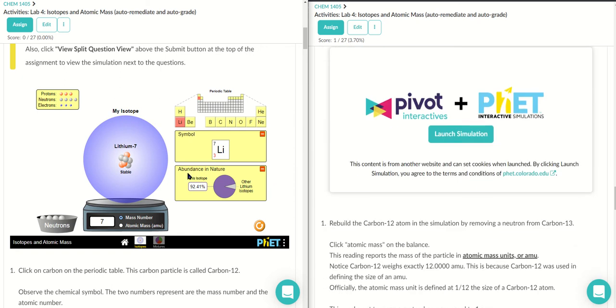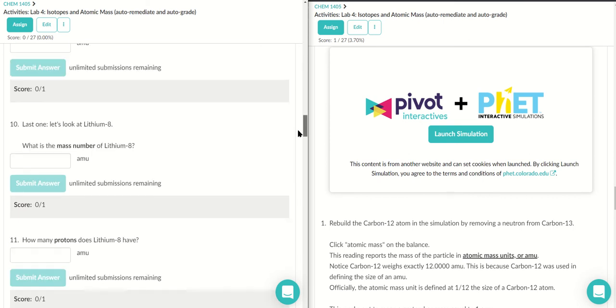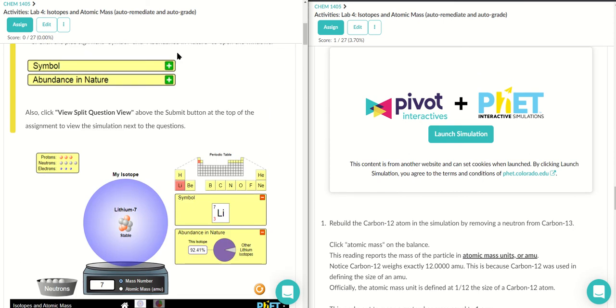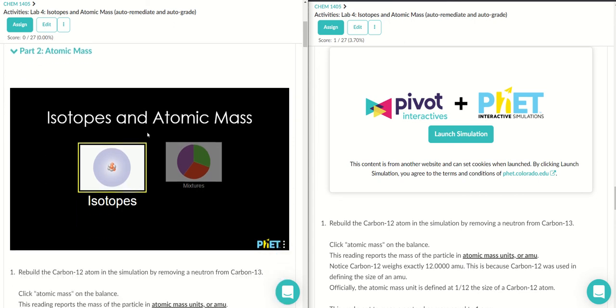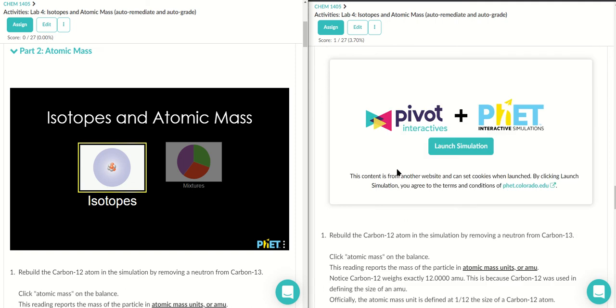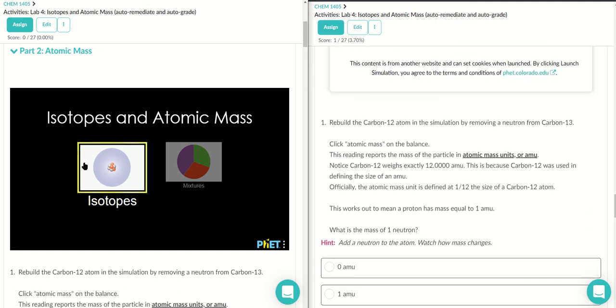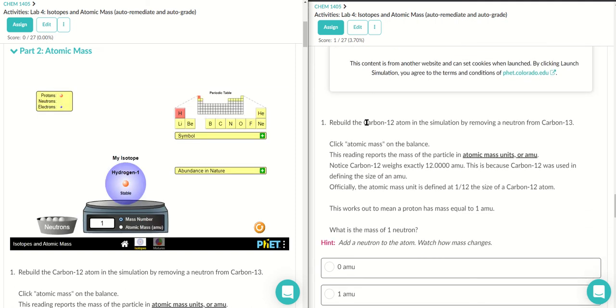Okay, atomic mass, part 2. So hopefully you've gotten the gist of how this lab is a little bit simpler than previous ones, but here we are back in the simulation again. Rebuild the carbon-12 atom. We could have used the same one, but anyway, click atomic mass on the balance and then open this up because that gives you information.